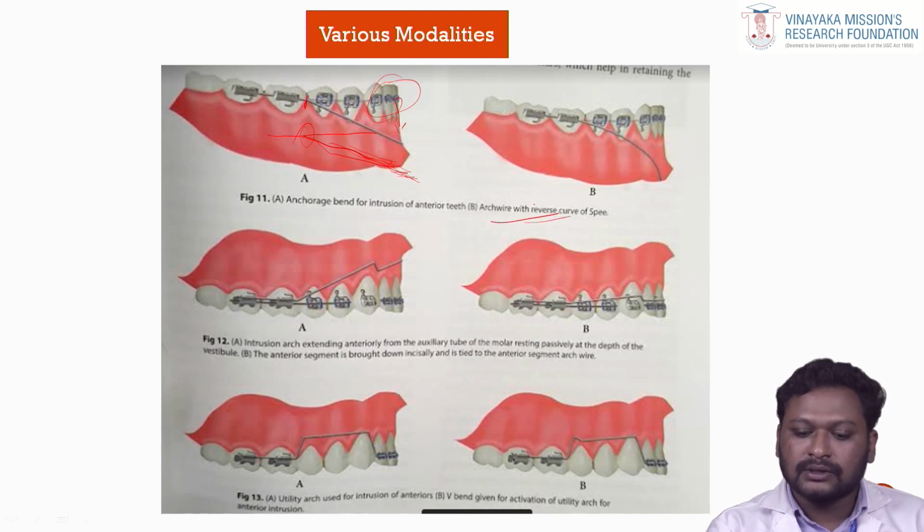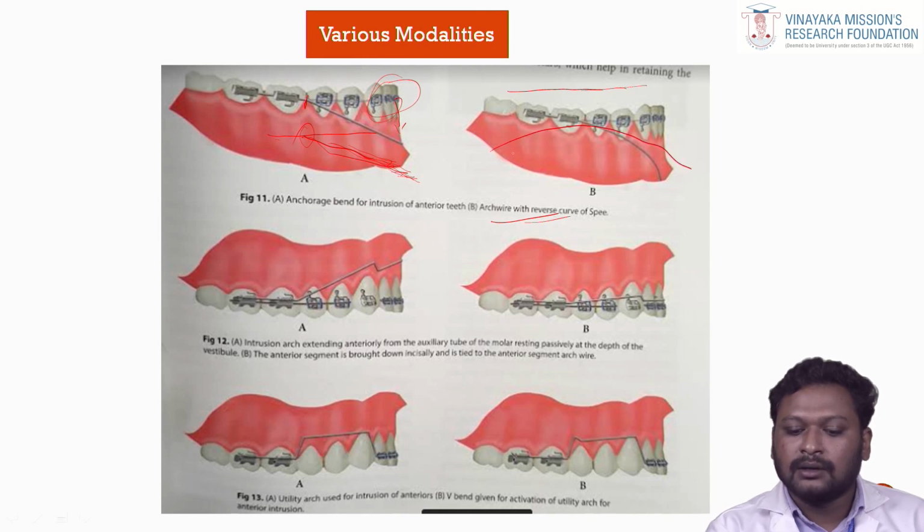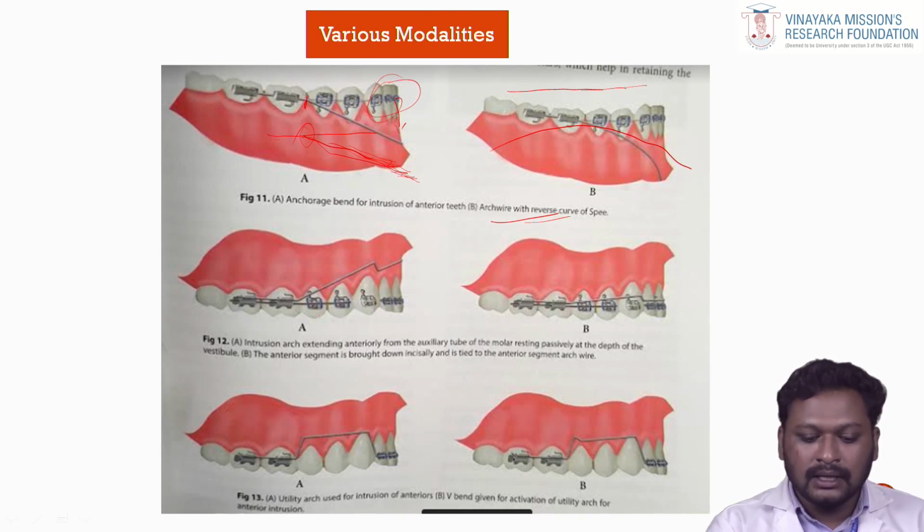The second one is an arch wire, a reverse curve of Spee. This is a straight arch wire, and the reverse curve of Spee will be like this. We have to bend it like this. This will cause extrusion of the posteriors as well as intrusion of the anteriors. And the third one is an intrusion arch, as I told earlier. This is the posterior segment, an intrusive spring, and this is the anterior segment. This has a cable bend of 30 to 40 degrees, which should be given. When we engage this segment, this is inactive, so this is passive.